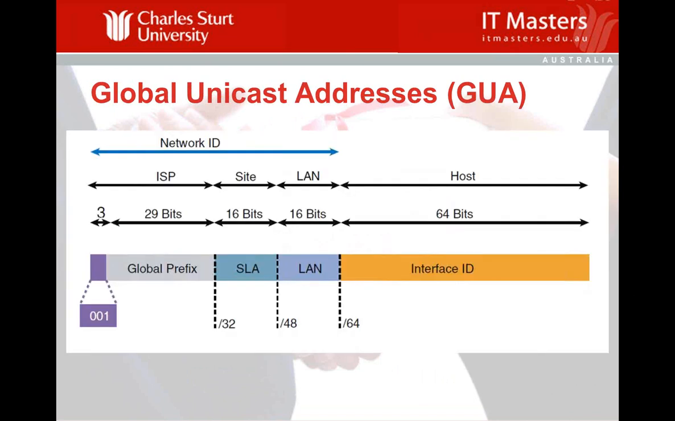If we look here, this is how it works. We've got our network ID, which is the first 64 bits, and our host ID, the last 64 bits. Our global unicast address always starts with 001. The global prefix is 29 bits, which points you to the geographical area. Then you have your SLA and your LAN. So /32, /48, an extra 16 bits, an extra 16 bits. You can see it gets quite complex very quickly.